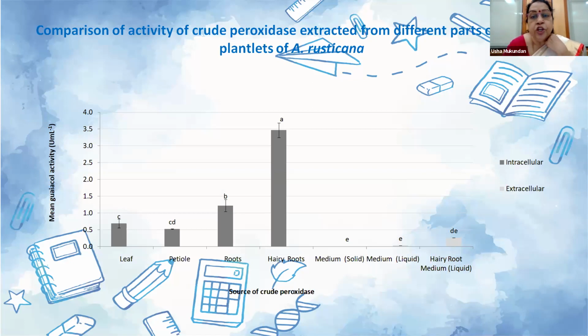So this graph shows a comparison. So this plant has peroxidases in all the parts, whether it's a leaf, the petiole. Obviously, the storage root are the main portion, but here we are comparing with hairy roots. And another important thing is that the enzyme comes out in the external medium. It is stored in the internal medium and it also is secreted in the external medium, or you get it as an extracellular enzyme. So you can design the experiments accordingly.